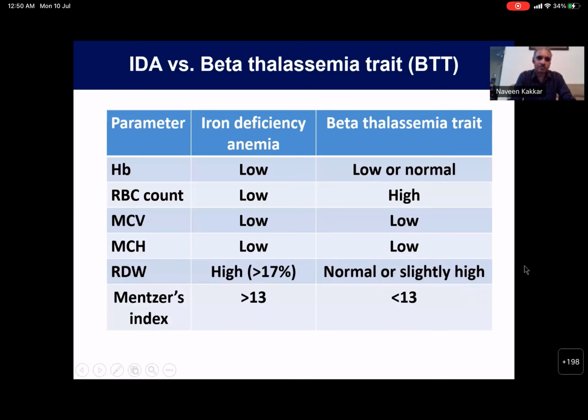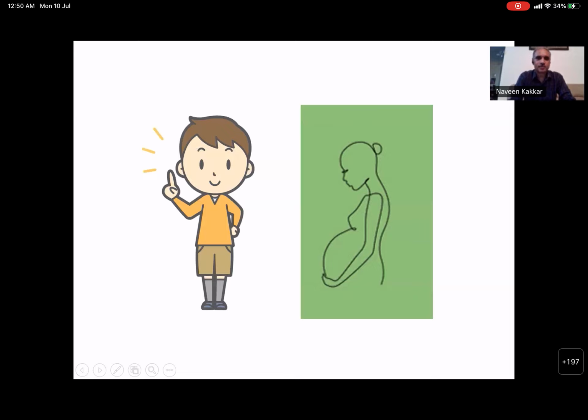And if a patient with beta thal trait develops iron deficiency, it may be difficult to figure out from the indices alone. You may need an HPLC then. So the Mentzer index here is more than 13 in iron deficiency, less than 13 in beta thal carrier. So just a comment towards the end. In children and in pregnant ladies, the Mentzer index may not be very helpful.